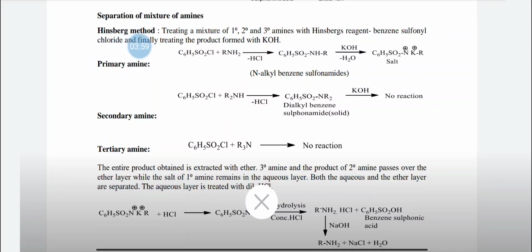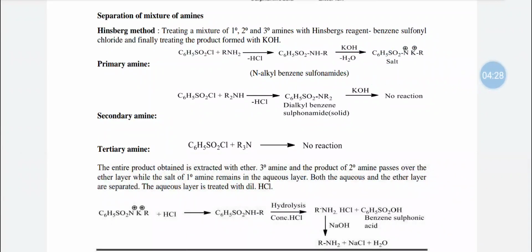Next one is the separation of a mixture of amines. There are mainly two methods for the separation of a mixture of amines. First one is the Hinsberg method. Here the mixture of amines is treated with the Hinsberg reagent, known as benzene sulfonyl chloride, and the product is treated with potassium hydroxide. So primary amine, when treated with benzene sulfonyl chloride, loses HCl and N-alkyl benzene sulfonamide will be formed, which on treating with KOH is converted into a salt.